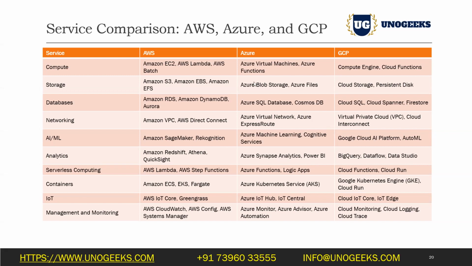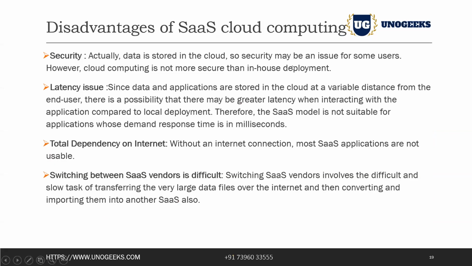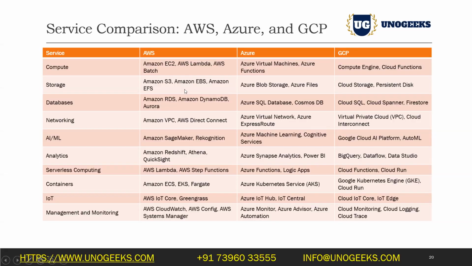Yesterday we were talking about Azure cloud services and AWS, SaaS, PaaS, and IaaS. So today we will compare the different cloud service providers like AWS, Azure, and GCP. AWS stands for Amazon Web Service. Azure is Microsoft Azure. GCP stands for Google Cloud Providers.